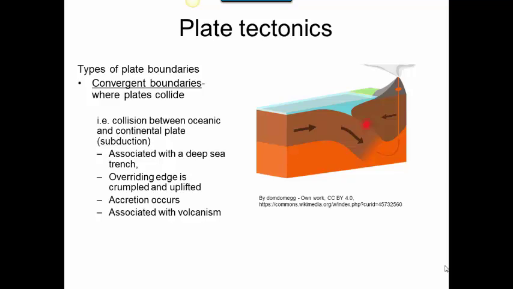And this type of convergent boundary is associated with a deep sea trench. You can see off the shore of this continent in the diagram we have an area of deep water where the subduction is occurring. It's also often associated with the overriding edge of the continental plate getting crumpled and uplifted. There's often accretion occurring on the continental plate, so formations that are on the subducting plate can get tossed up onto the continental plate as the oceanic plate is subducted. And these convergent boundaries are also often associated with volcanism, and you can see in this diagram, inland from the area where the subduction is occurring, we have magma forming and then rising to the surface.